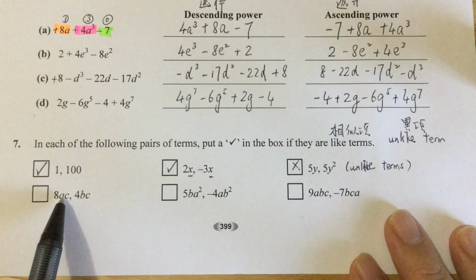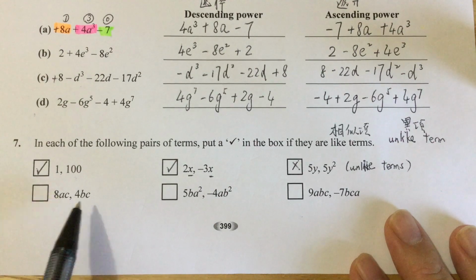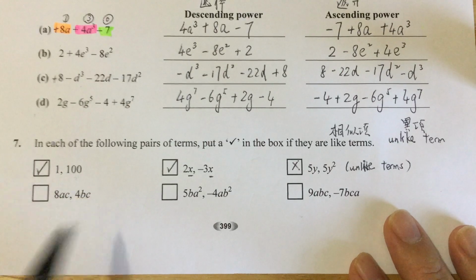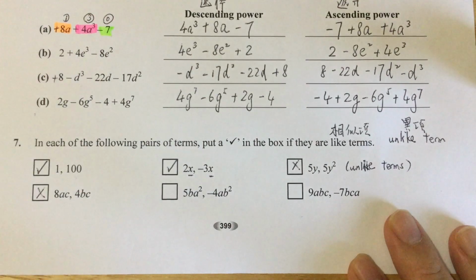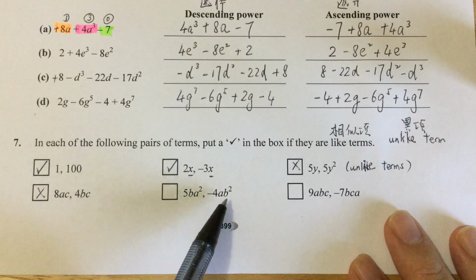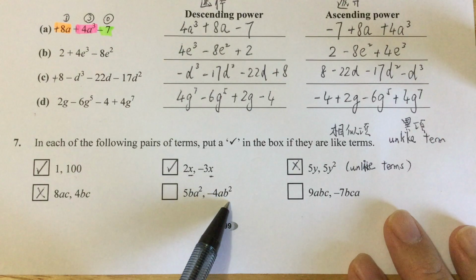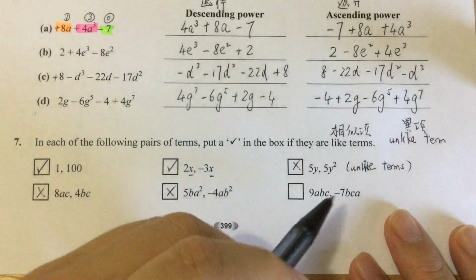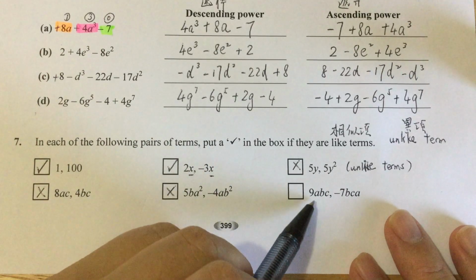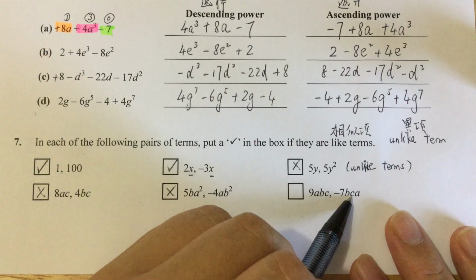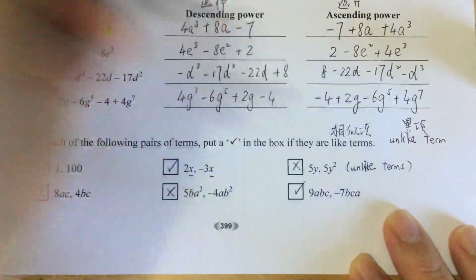And this one, you will see it contains 1a and 1c, but this one contains 1b and 1c. We will say that this one is unlike terms, so we do not have it. Look at this one carefully. We have 1b and 2a, but this one is 1a and 2b. So this one is also unlike terms. And the last one, 1a, 1b, 1c and 1a, 1b, 1c. So this one is like terms.